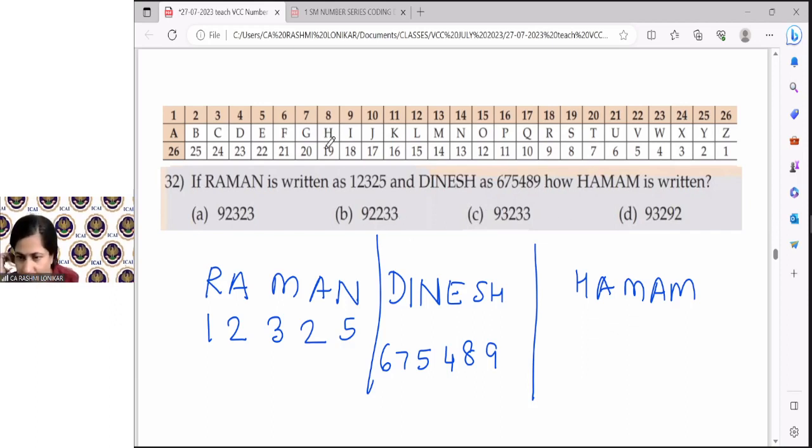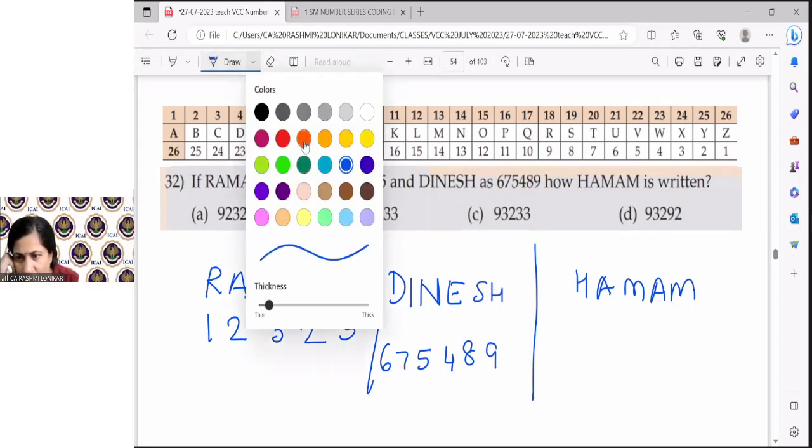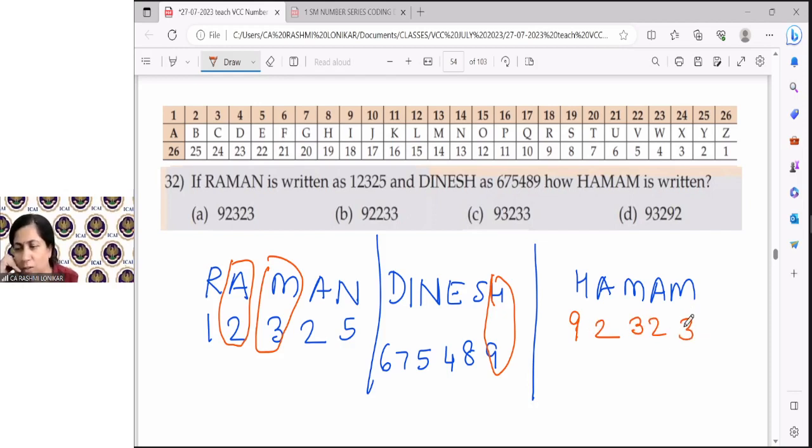So let us see. Now H, do I have an H? Yes, I do have an H. What is H? H is 9. So I will write 9. A is what? A is 2. M is what? M is 3. A is again 2. M is again 3. So 9, 2, 3, 2, 3. Please be very, very careful because all the numbers are very similar. So just be careful, only the answer you get should be tick marked. Okay. So 9, 2, 3, 2, 3.